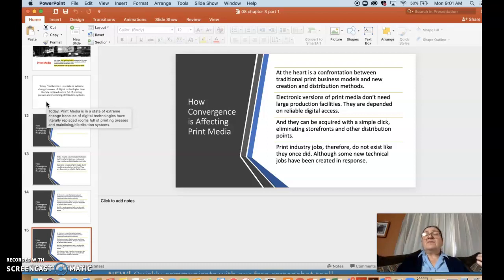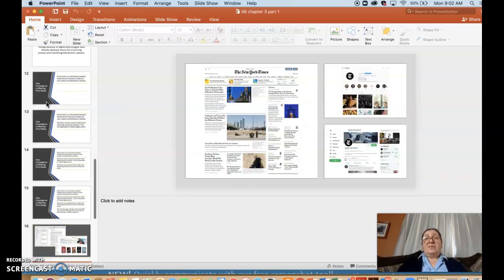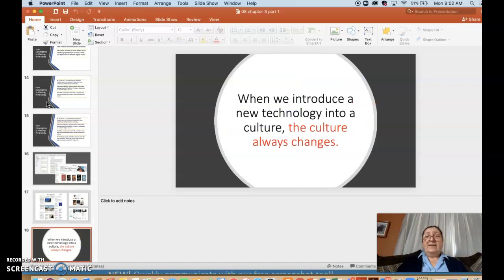So print industry jobs are very scarce, very rare now. Some new technical jobs have taken their place. So now you can be a web designer, you can create Kindle books, you can still write books and share them and distribute them and illustrate them, but now the distribution model will be different. And so you're looking at the New York Times example and other media. So it's clear that newspapers also exist online, but they don't need the same amount of money to produce the material form. However, they need money to pay their writers.